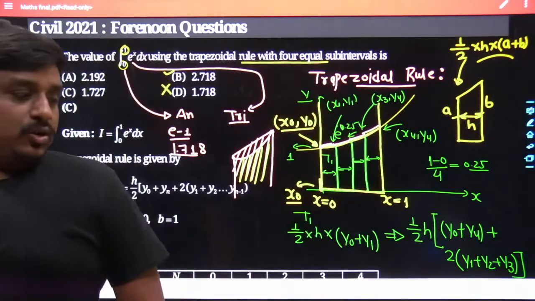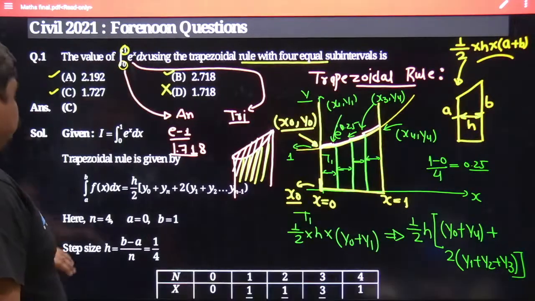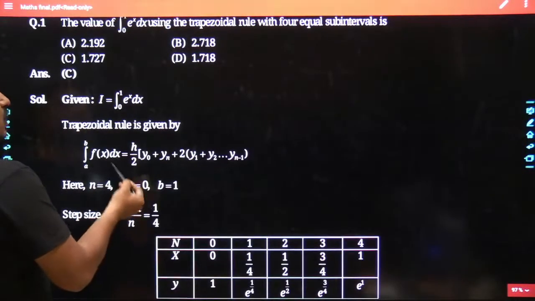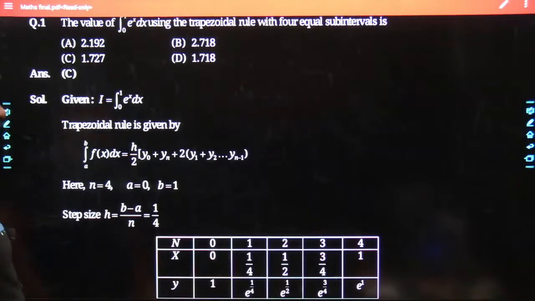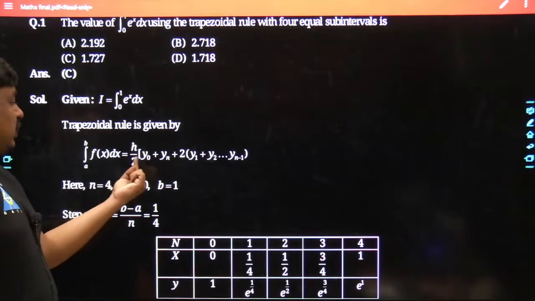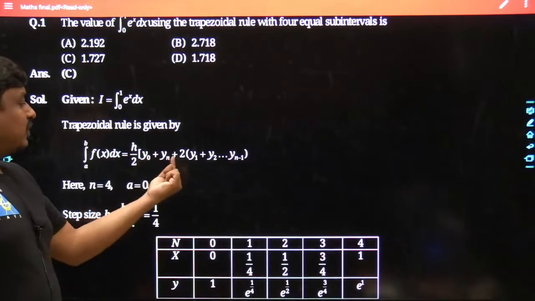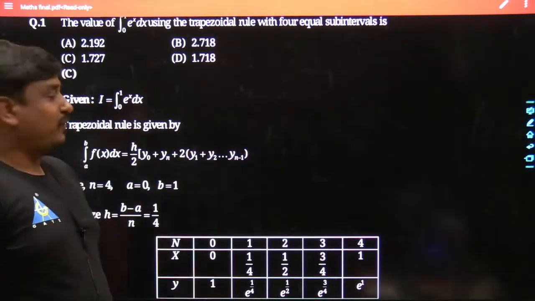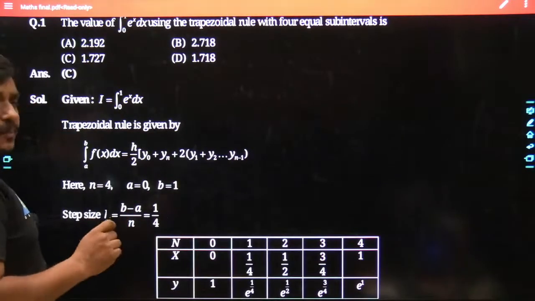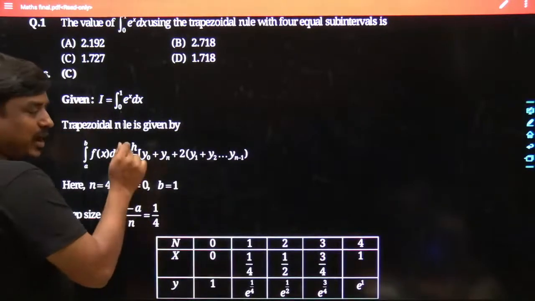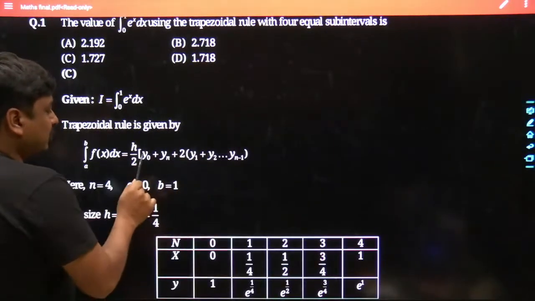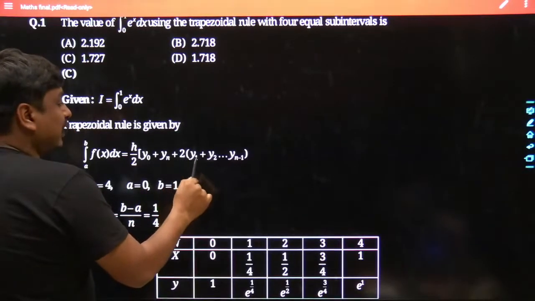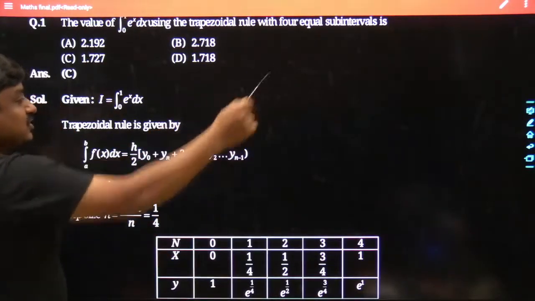So end of the day, what I am saying, I have already solved this problem. The formula which we used for the calculation of the area under the curve using the trapezium method was h/2 times, within the bracket, y0 plus yn plus 2 times (y1 plus y2 plus y3 and so on up to y(n-1)). In this problem, how many y's do we have? We have y0, y1, y2, y3, y4. So obviously here it would be y0, here y4, and here 2 times (y1 plus y2 plus y3), which we have just derived here.